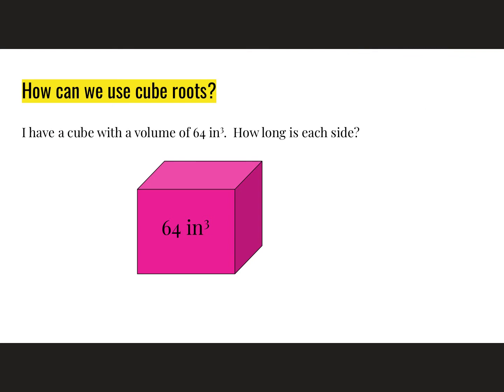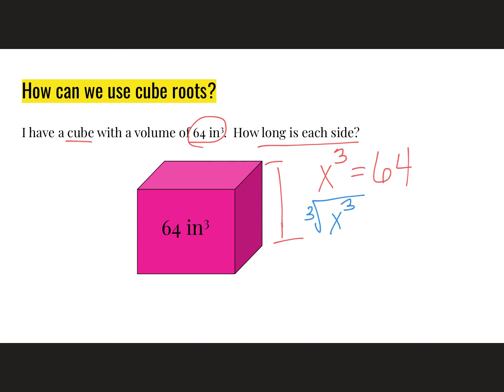So how can we use cube roots? So let's say I have a cube that has a volume of 64 cubic inches. How long is each side? So I want to know how long each of the sides are on my cube. Remember that our cube has all the same sides. So to find this, the side length cubed equals 64. Therefore, we take the cube root of both sides.